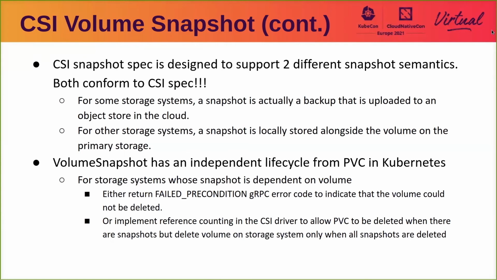Another solution recommended by the Kubernetes CSI team is to implement reference counting in the CSI driver to allow PVC to be deleted when there are snapshots and delete the volume on the storage system only when all snapshots are deleted. Next, please.